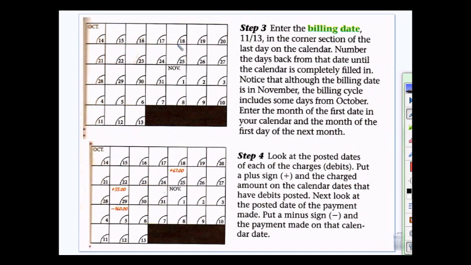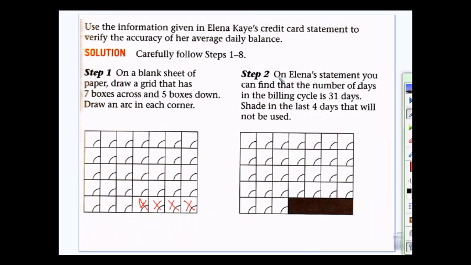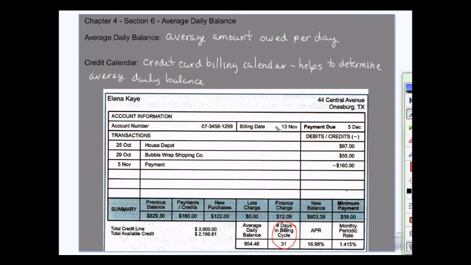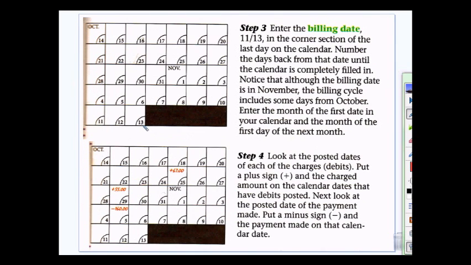After we've done that, we're going to see where the billing date is, the 13th of November. So if we come back to the credit card statement, billing date, 13th of November, you start in the bottom corner with the billing date. This is the day they process the bill, and then you count backwards. So 13, 12, 11, 10, 9, 8, 7, 6, 5, 4, 3, 2, November 1st, October 31st, 30th, 29th, 28th, 27th, and you fill it in backwards. And this will take you to the beginning of your billing cycle.